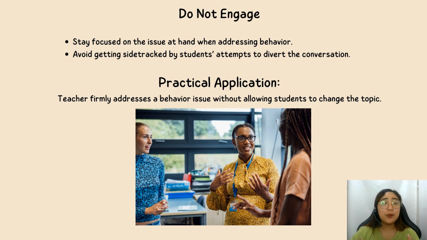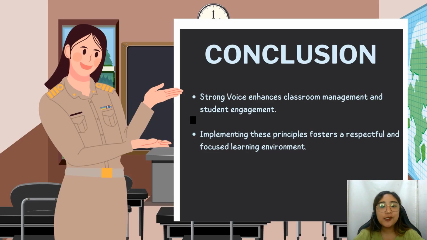I had a lot of assignments, but then you should cut what the student is saying or the alibi that your student is saying. You should acknowledge, but then be firm. You should stay on what the topic is being addressed. Avoid getting sidetracked by students' attempt. Just say, I know that you're being stressed right now, but you need to know that what you did is wrong. That's it. Do not always acknowledge what the alibi is. Next, for conclusion, strong voice enhances classroom management and student engagement. Implementing these principles fosters a respectful and focused learning environment.